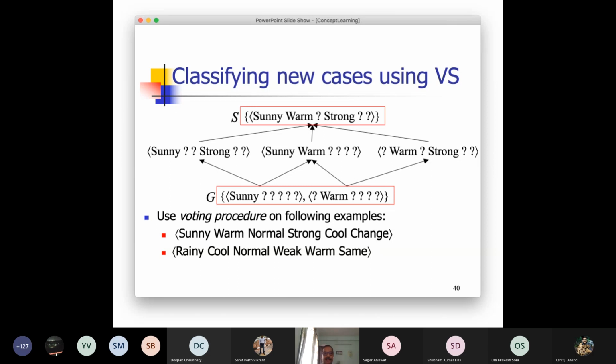Suppose you get this one: rainy, cool, normal, weak, warm, same. It is rejected by the general hypothesis, so it will be rejected by all other hypotheses in that version space. Is it clear? Okay. So which means that these decisions are very strong decisions. Take this one: sunny, warm, normal, weak, warm, same.